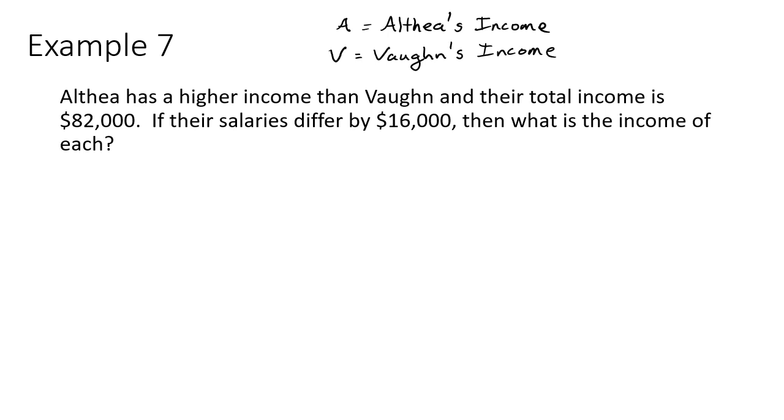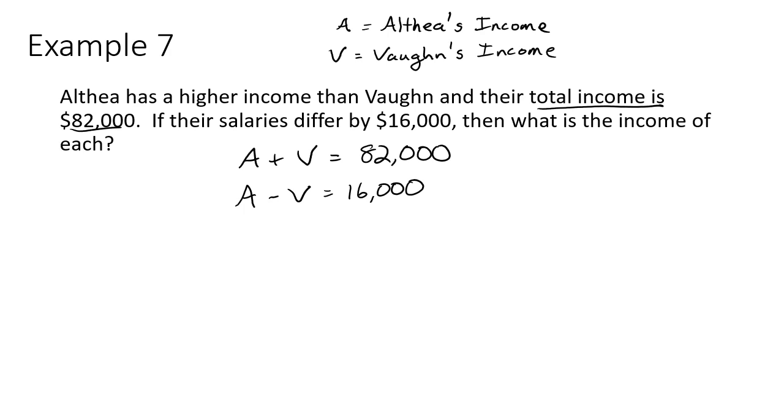The first thing we know is that their total income is $82,000, meaning if you added their incomes together, you would get 82,000. So that's the first equation in our system of equations, but we need one more relationship. The second thing we know is that their salaries differ by 16,000. In other words, because Althea's is the bigger number, if you took her salary and subtracted Vaughn's off, there would be a $16,000 difference.